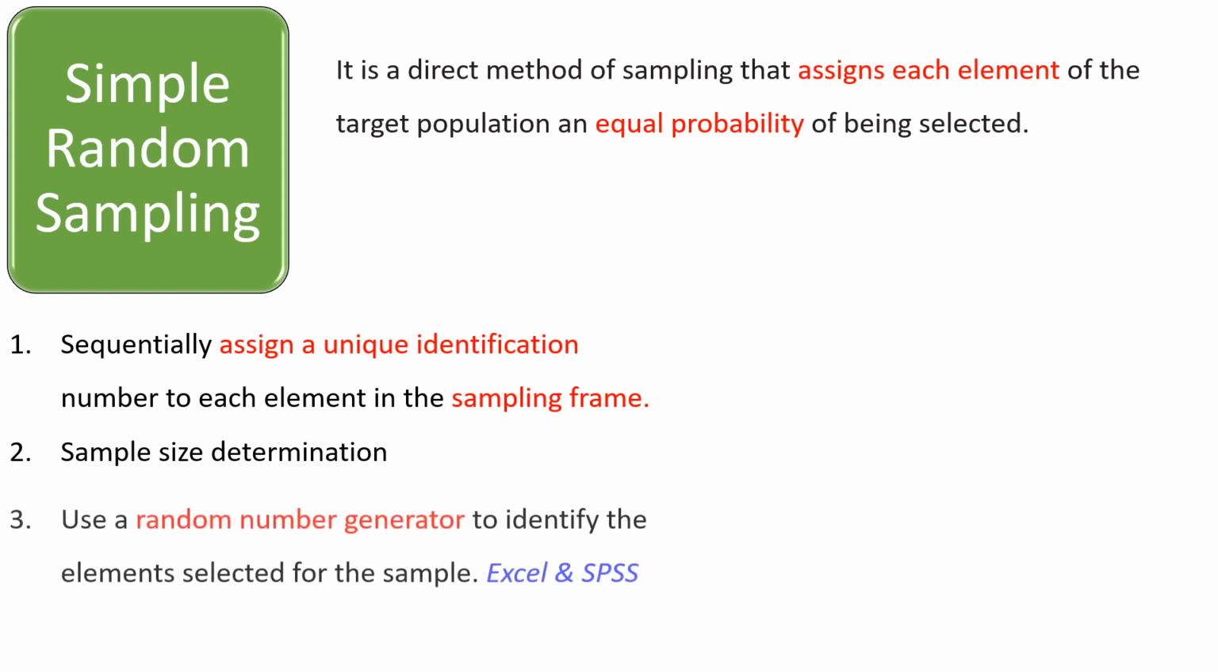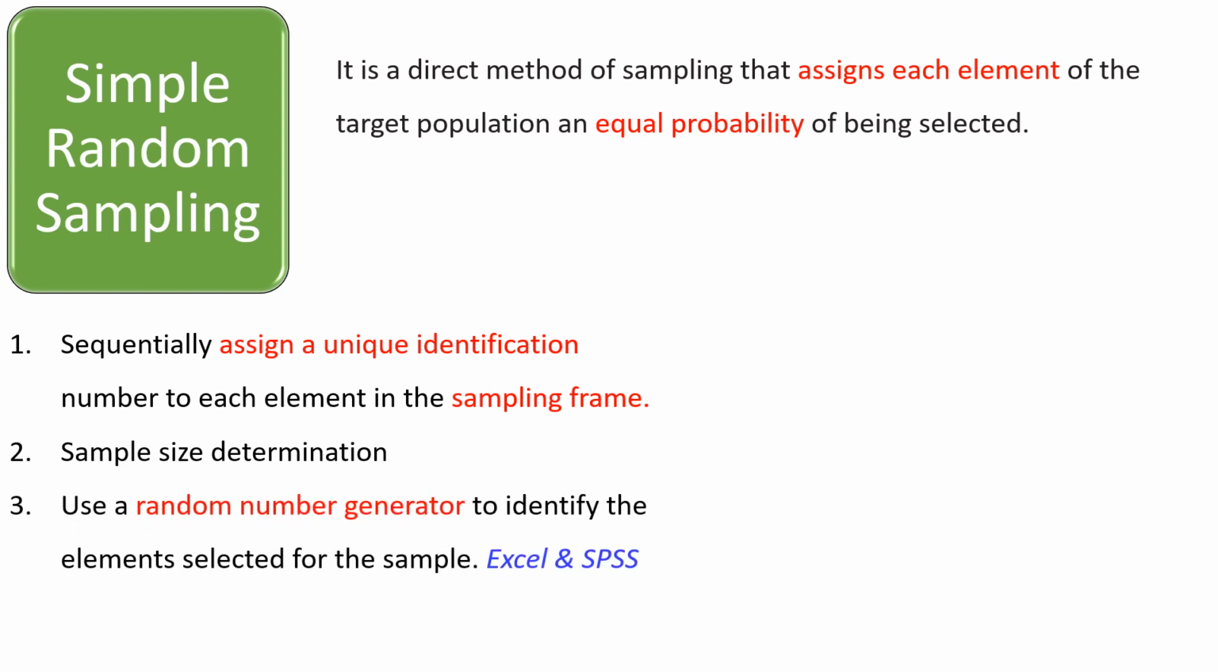After determining the sample size, we use a random number generator. Random numbers can be generated either using Excel or SPSS. After generating the random numbers, based on the identified elements generated, we select the samples from the target population. And the last step is to ensure that no element is selected more than once. Every element should be selected with a probability of either 0 or 1.